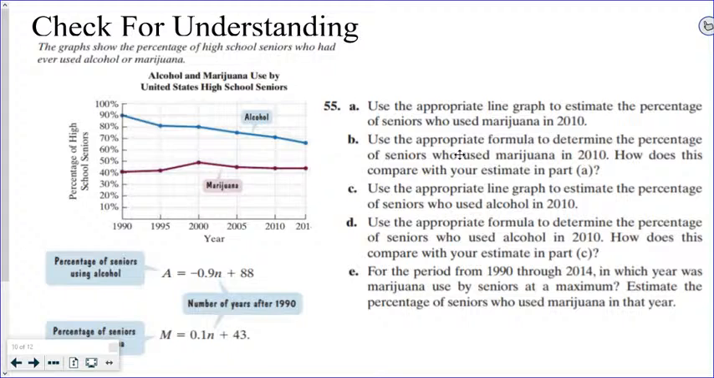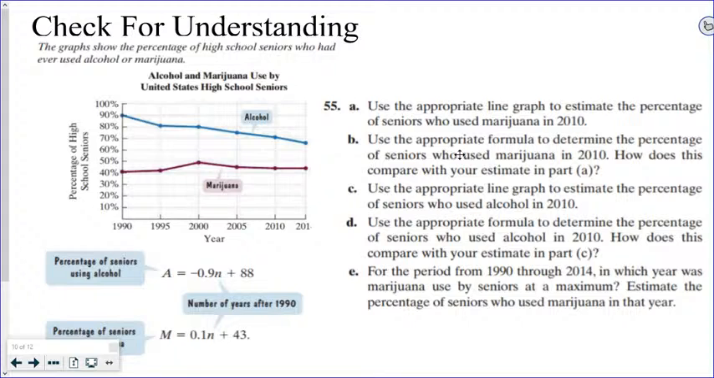Okay. Part B, use the appropriate formula to determine the percentage of seniors who use marijuana. Your appropriate formula would have been here: 0.1N plus 43, and I think I saw that came out to 45 if I was looking at everyone's tables correctly. Yes? Good? Any questions? No? Okay. Appropriate line graph to estimate seniors doing alcohol in 2010. Alcohol would be here, right around 70, and that would have been this top one, negative 0.9N plus 88. I think it also came out to 70. I was looking around correctly again.